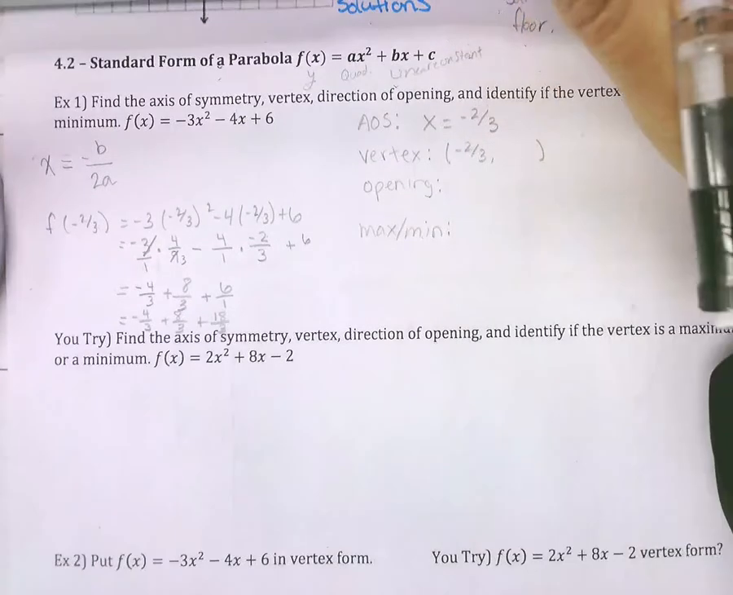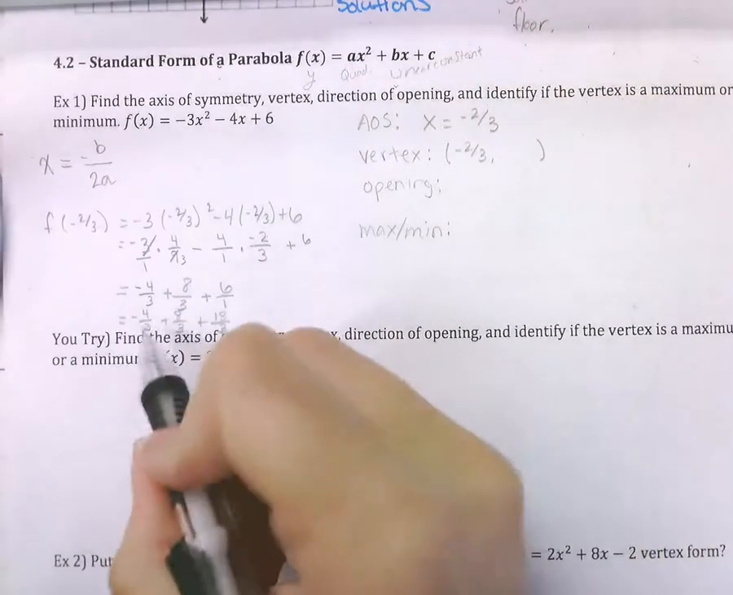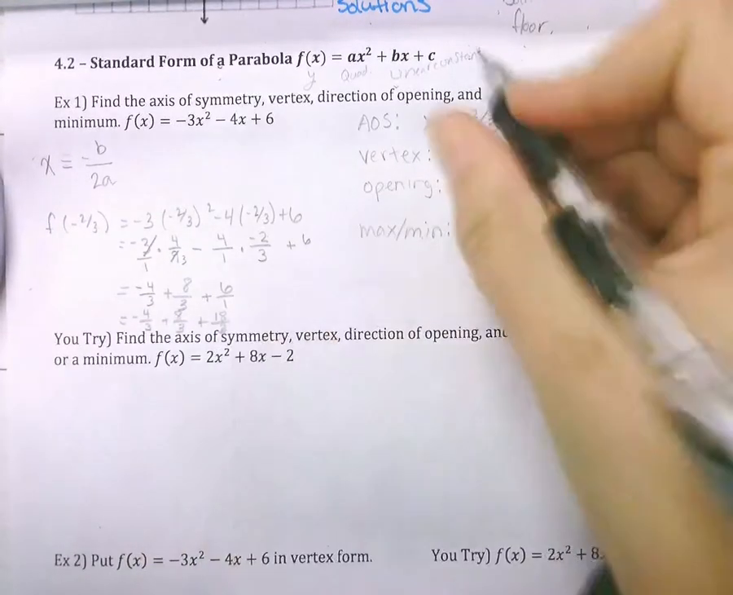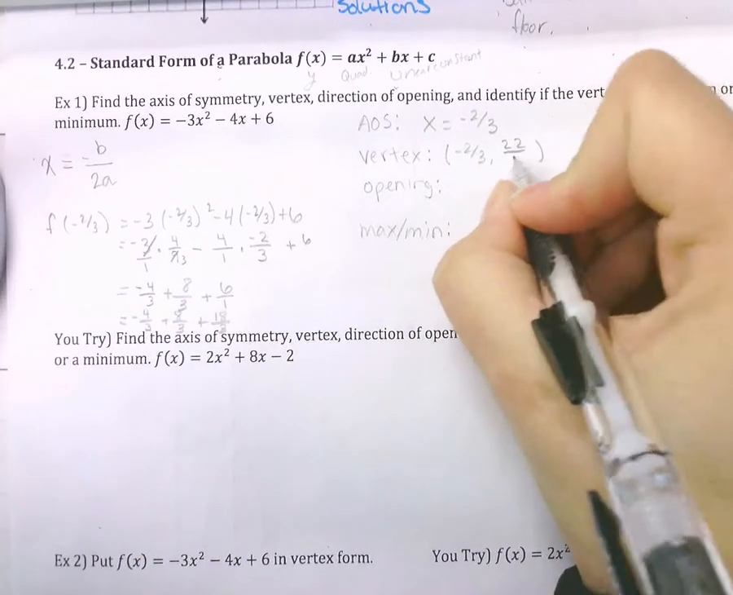Then once I do it, add up all your fractions. So you have negative 4 plus 8 is 4. 4 plus 18 is 22. So this is going to be 22/3.